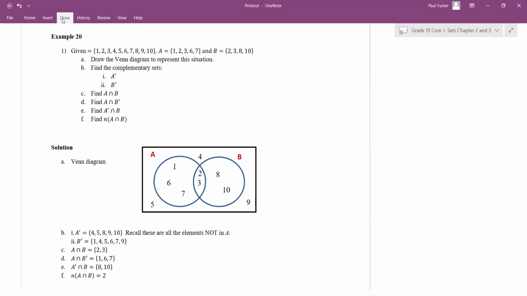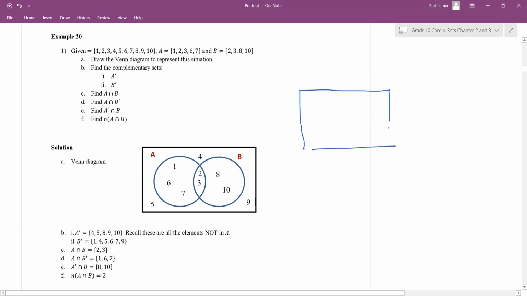So let's make a Venn diagram. A intersect not B. I'm going to draw that again, but without the numbers. So we want A intersecting not B.